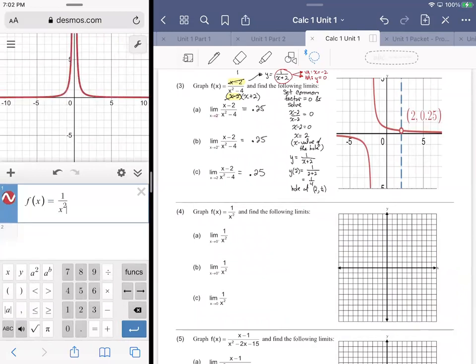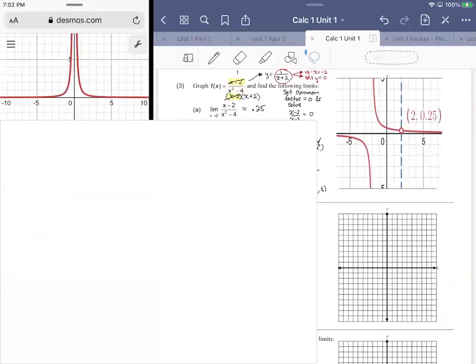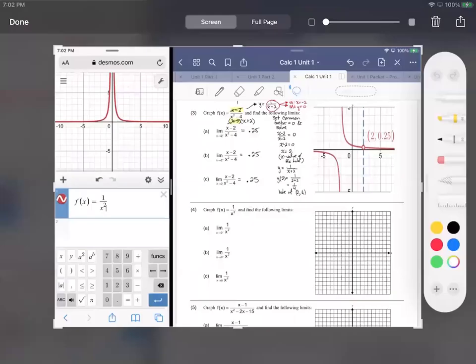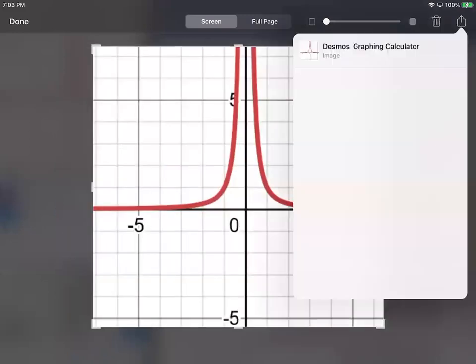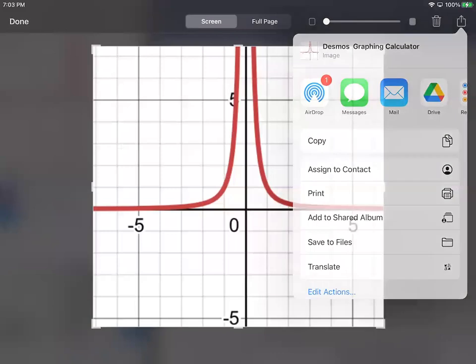All right, good looking graph. Pop this puppy right in. This time I won't make it rectangular. Square. Okay.